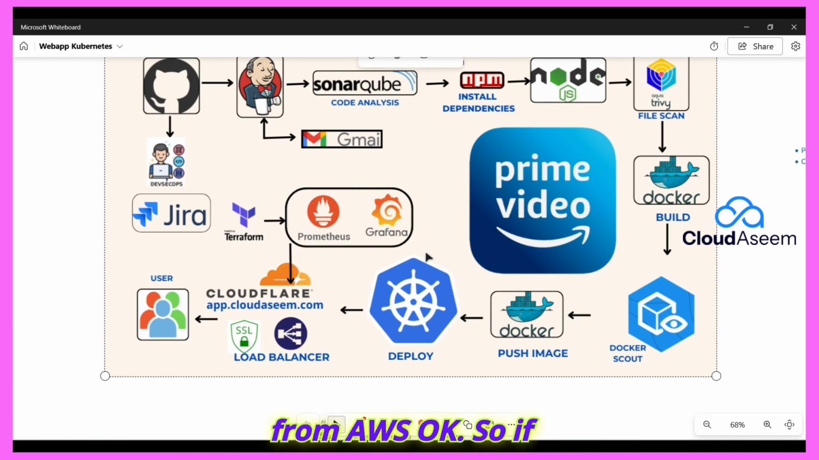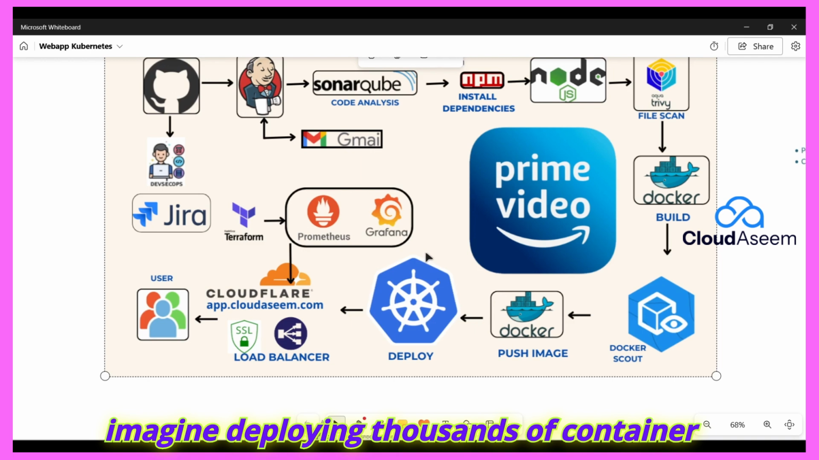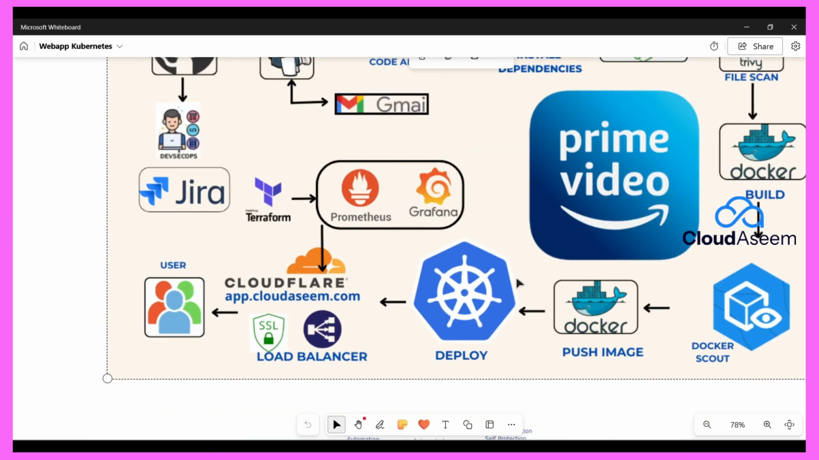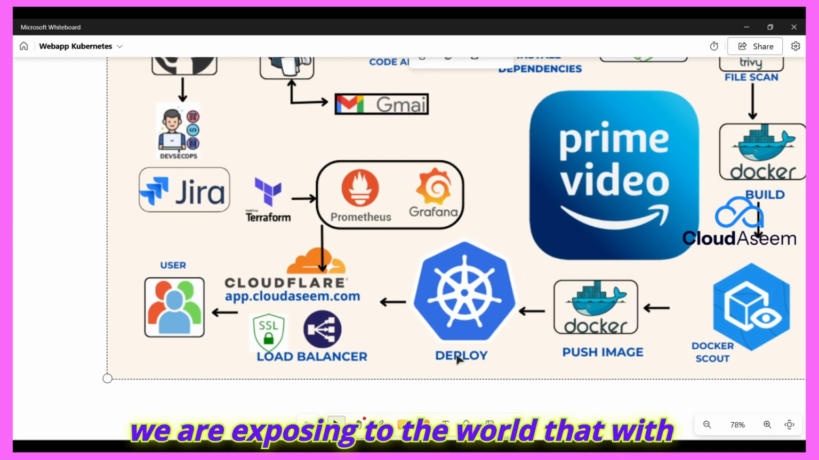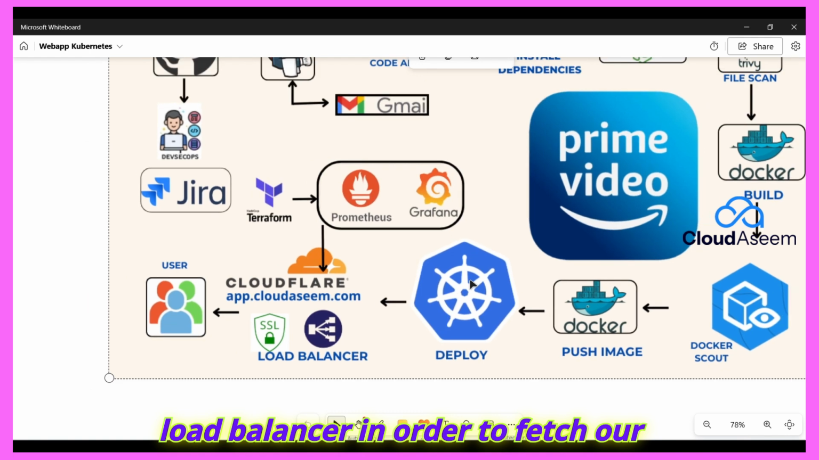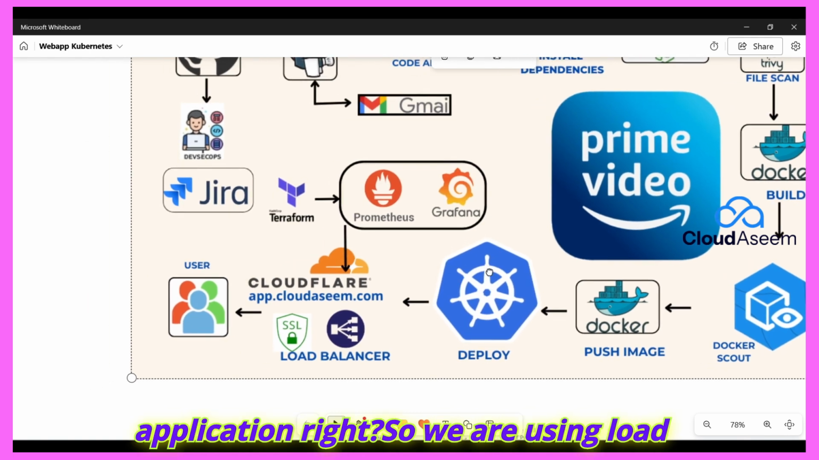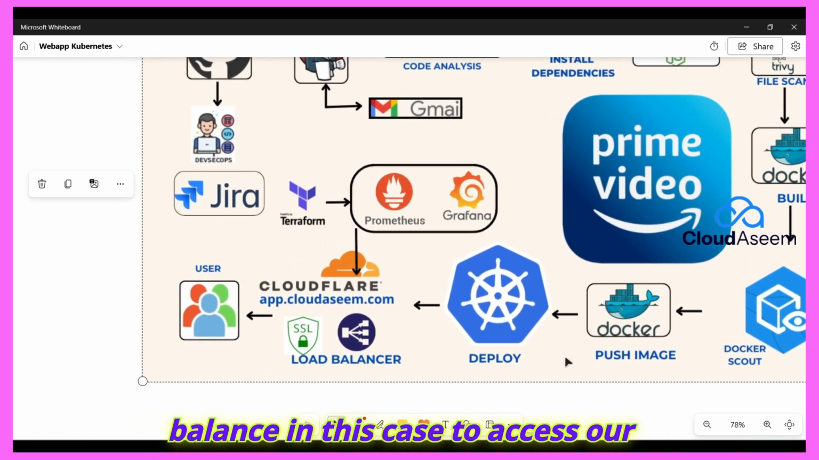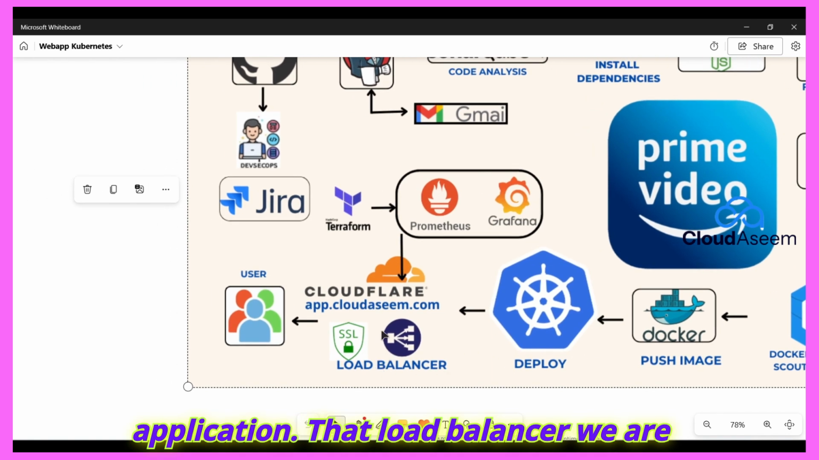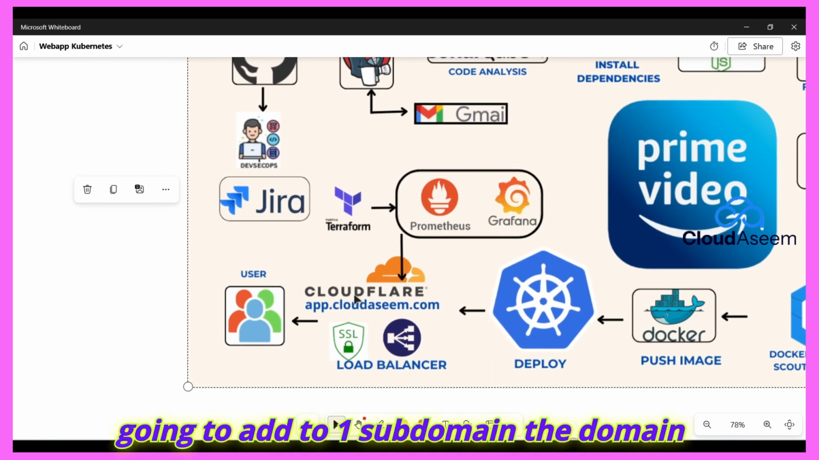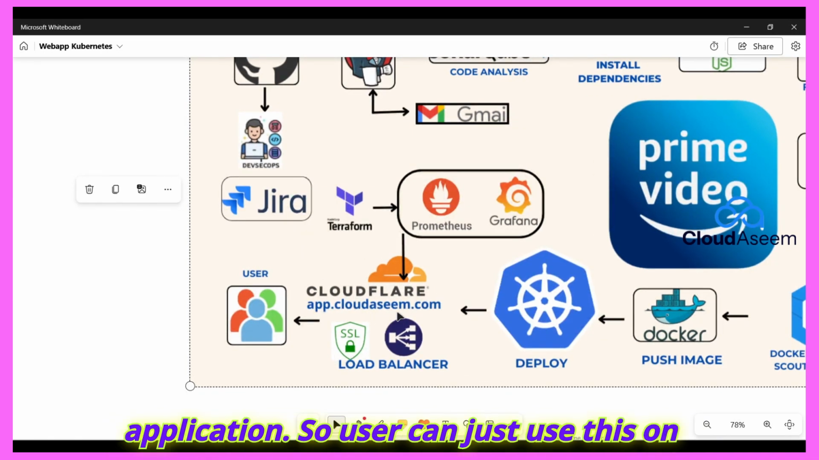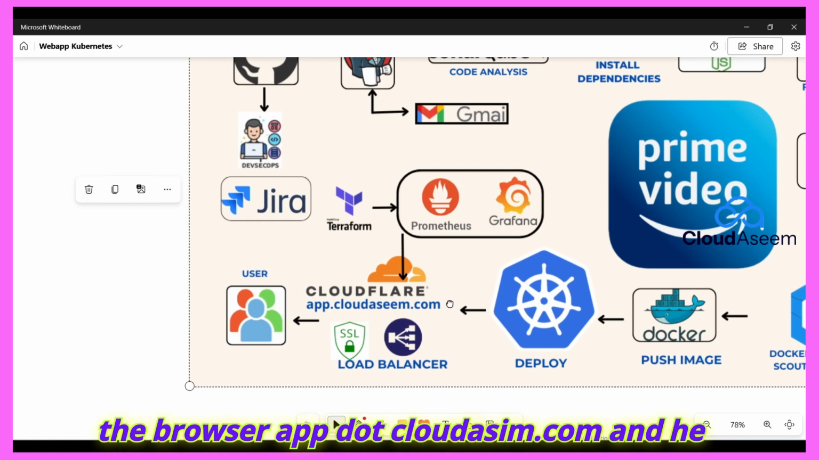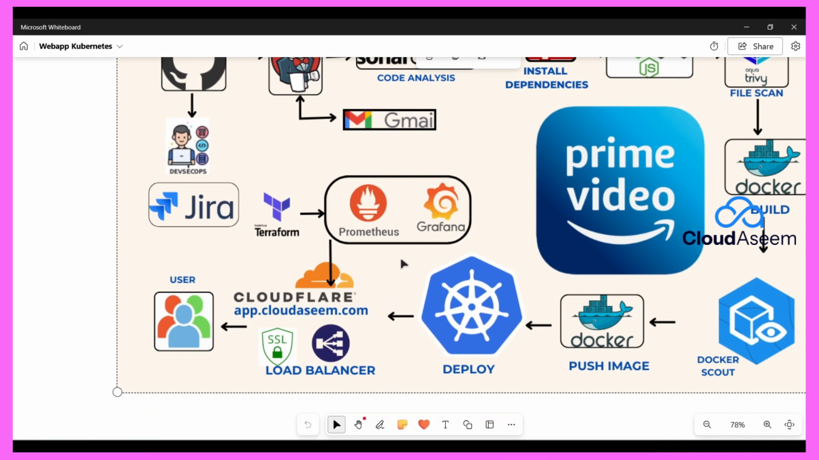Imagine deploying thousands of containers across the globe. When we are deploying our application into the Kubernetes cluster as a pod, we are exposing it to the world with a load balancer in order to fetch our application. So we are using a load balancer in this case to access our application. That load balancer we are going to add to one subdomain in the domain name system, so with app.cloudaseem.com you can access this application. A user can just use this in the browser and access the complete application.